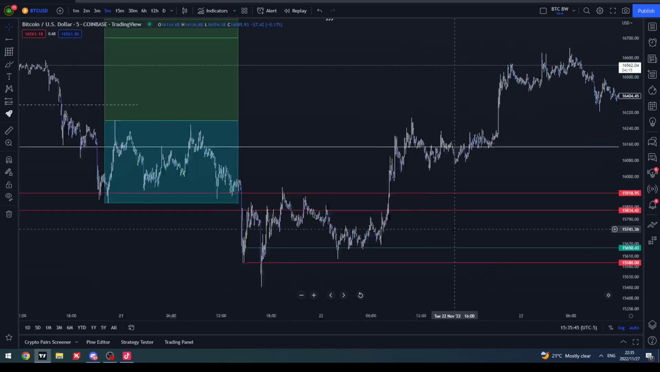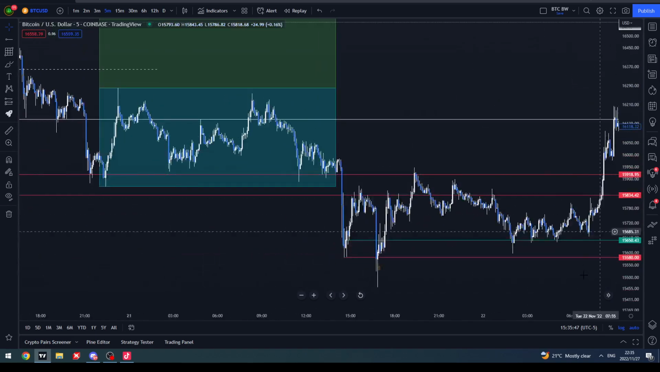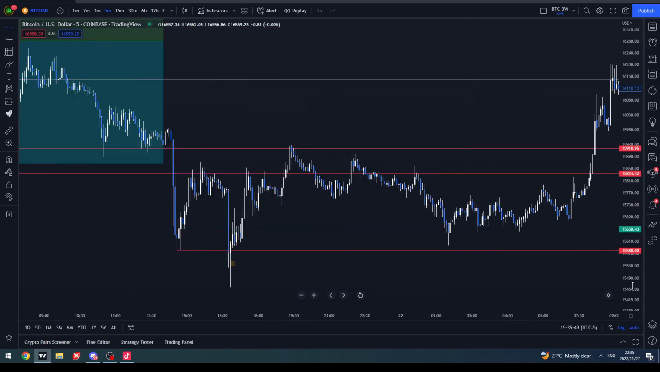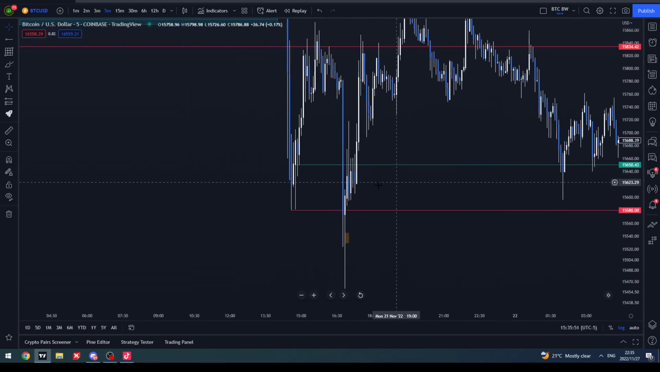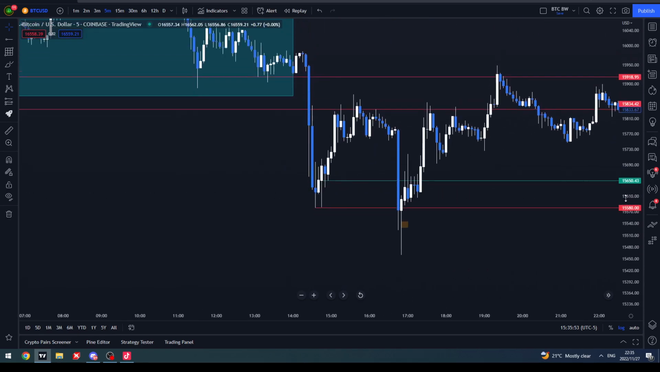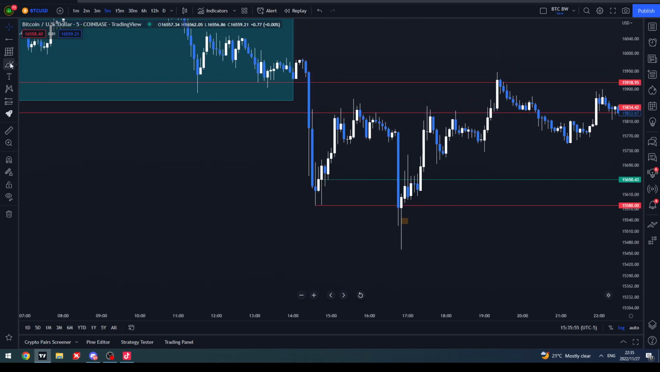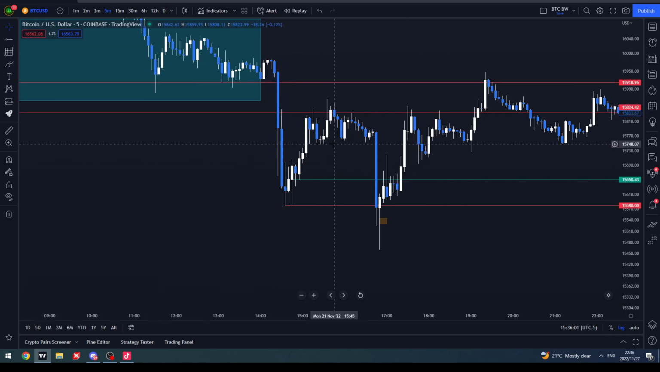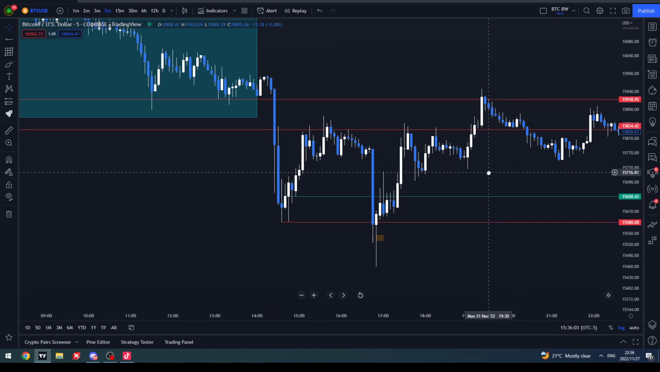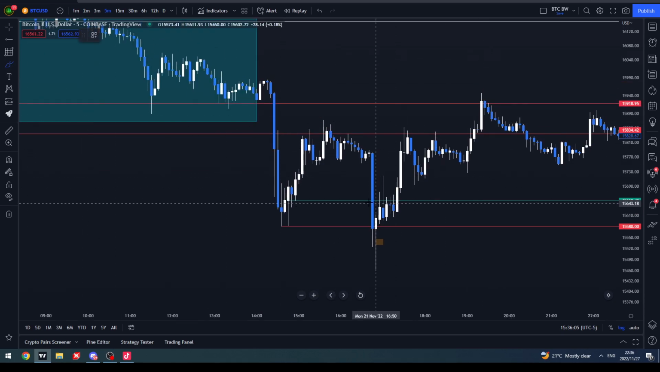Right, bear in mind what I told you. You entered aggressively at 16,556, and this was the move that you got, and your exit would be the draw on liquidity. Who can tell me where the draw on liquidity would be here? What is a draw on liquidity? If you entered on a long, you entered somewhere here, where would the draw on liquidity be?